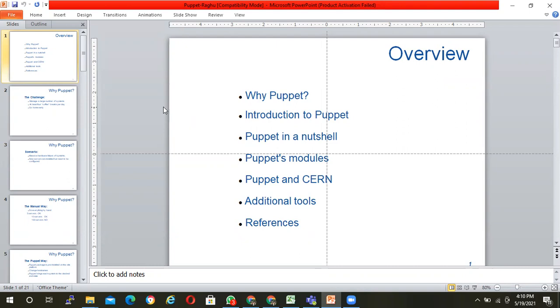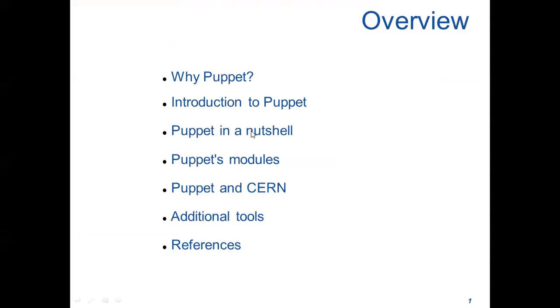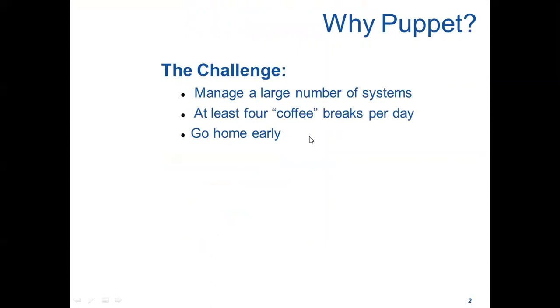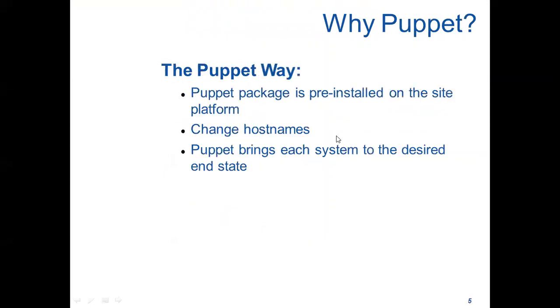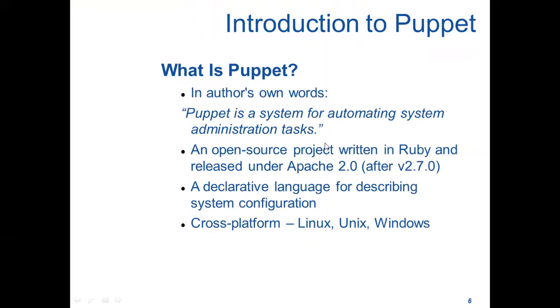Let's start with the overview. We don't need to discuss all these things, because we already know why we need it and all this stuff. So this is how it works. Puppet is a system for automating admin tasks, an open source project written in Ruby. It has its own declarative language. It is a cross-platform configuration management tool, and can support Linux, Unix, and Windows.